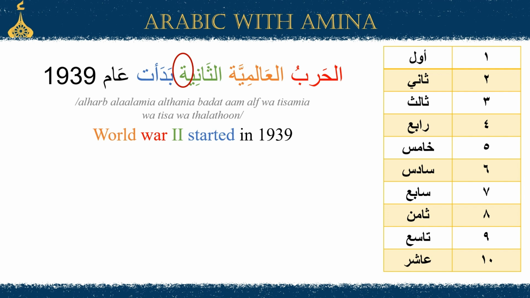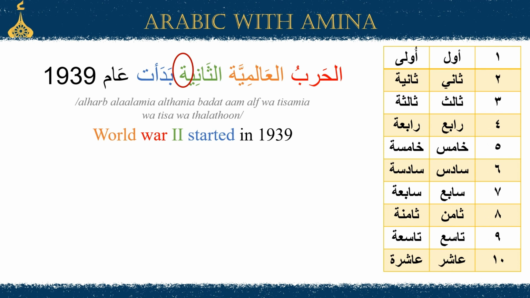We use the word the second in the feminine form. So every ordinal number has a feminine form. Basically, you just take a ta marbuta and add it to the end, except for number 1, which first is awwal. The feminine form has a ya maqsura added to it instead of ta marbuta. So it's ula, and a dhamma on the first letter. So awwal is the masculine form and ula is the feminine form.